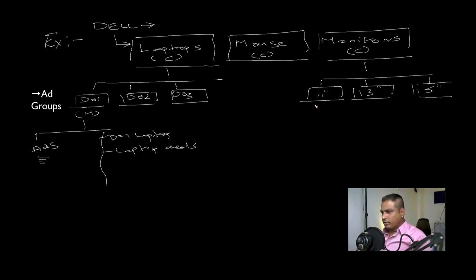Now similarly, when you talk about monitors, your keywords can be 11-inch monitor. You can include keywords like best monitors, external monitors, right? So similarly, you will start putting all the keywords and then you will start writing ad texts for your product.